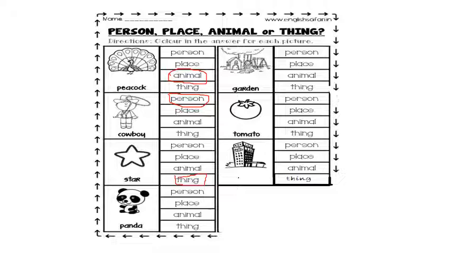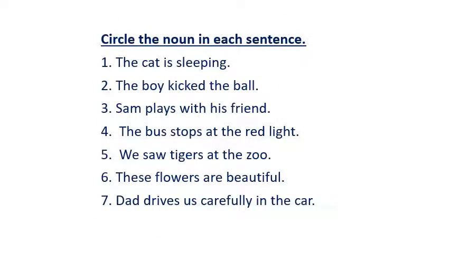I'll show you the answer. Panda is an animal. Check your answers. Garden is a place. Tomato is a thing. Now I said, what building is this? It's a hotel. So hotel is a place. You go and eat. You stay in the hotel. Okay. Good, children. Now you have done it. Good. Now we'll go to the next word. Now, here, what do you have to do?